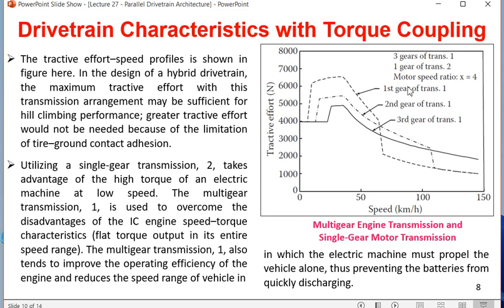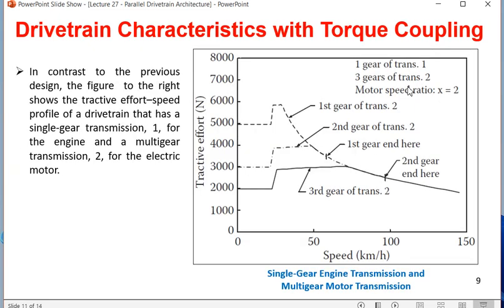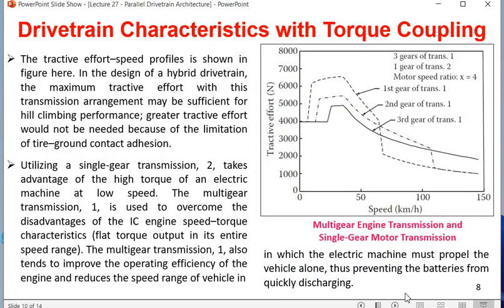Here is another combination. Here first gear of transmission 1 and 3 gears of transmission 2 with a motor speed ratio of x is equal to 2. So you just go through, because this is single gear engine transmission and multi-gear motor transmission. So previous case we found multi-gear engine transmission and single gear motor transmission. You are finding here 3 gears of transmission 1, that is the engine, and 1 gear of transmission 2.